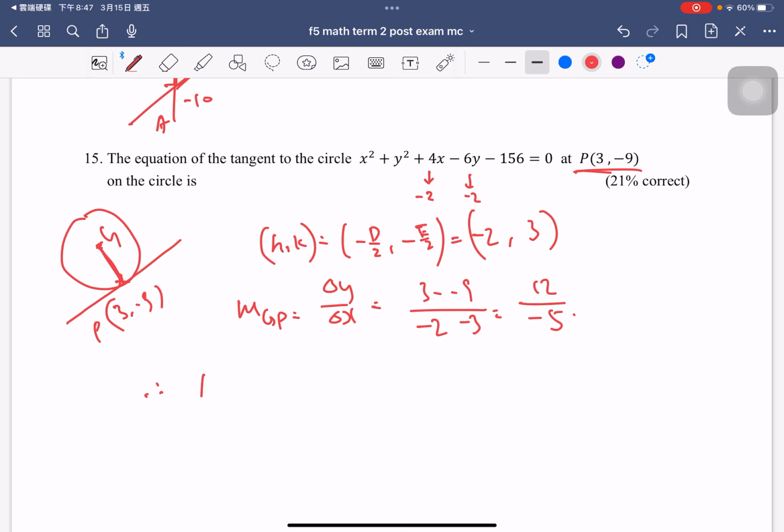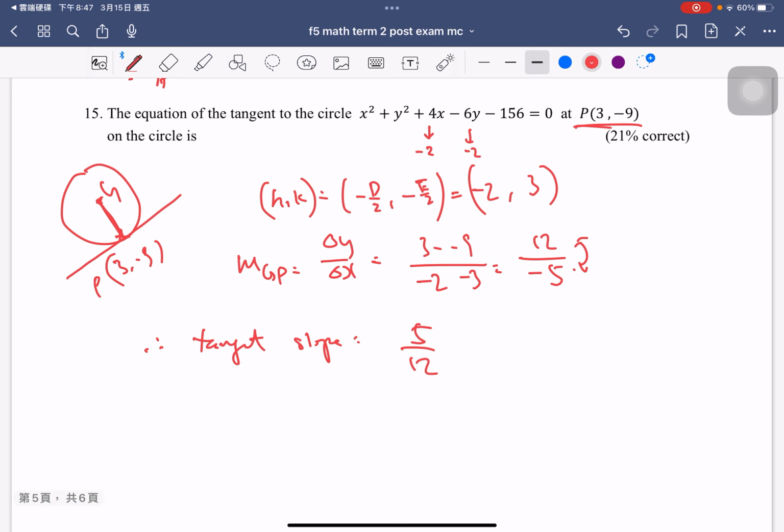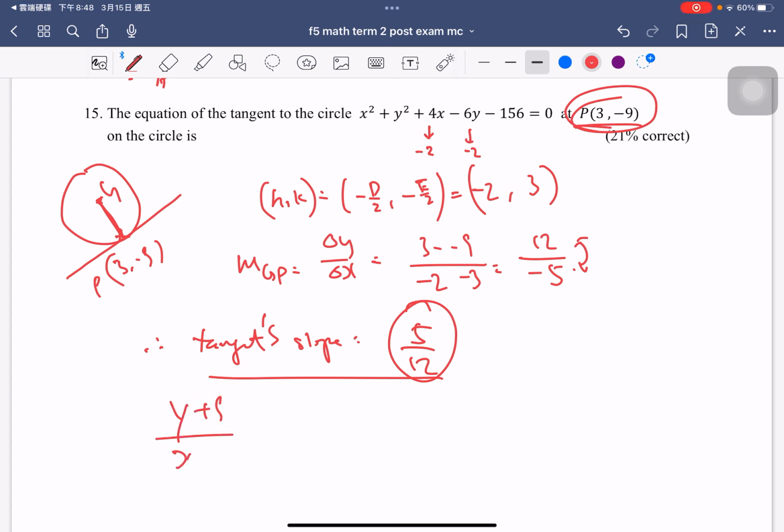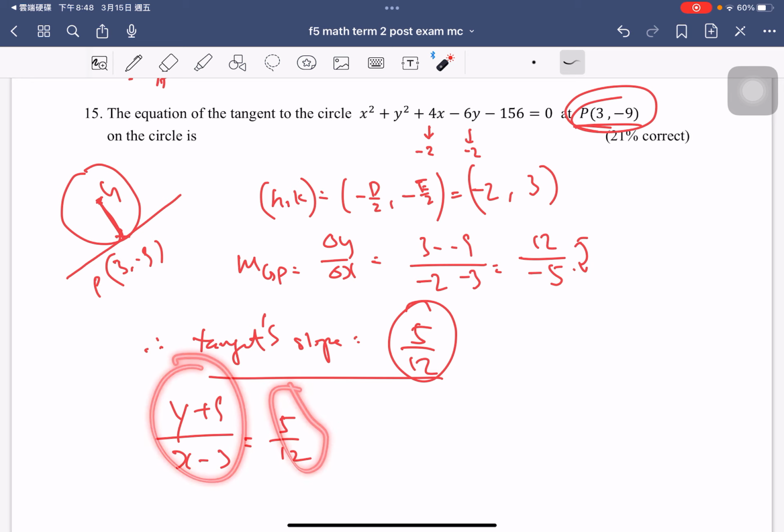So the tangent slope is going to be equal to, you swap it upside down, which is 5 over 12, and then negative to negative, so this is going to be a positive now. So now I have the tangent slope. Now we just need to use the slope and a point it passes through to find our formula. So y plus 9 divided by x minus 3 gives you 5 over 12. This is the point-slope form, isn't it? So you can use the point together with the slope to get your final answer.